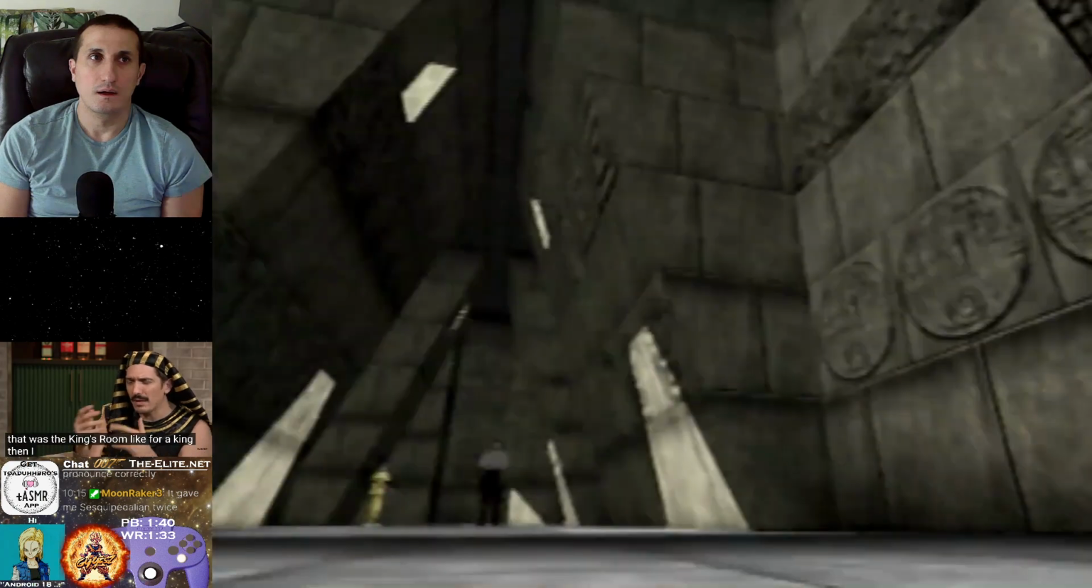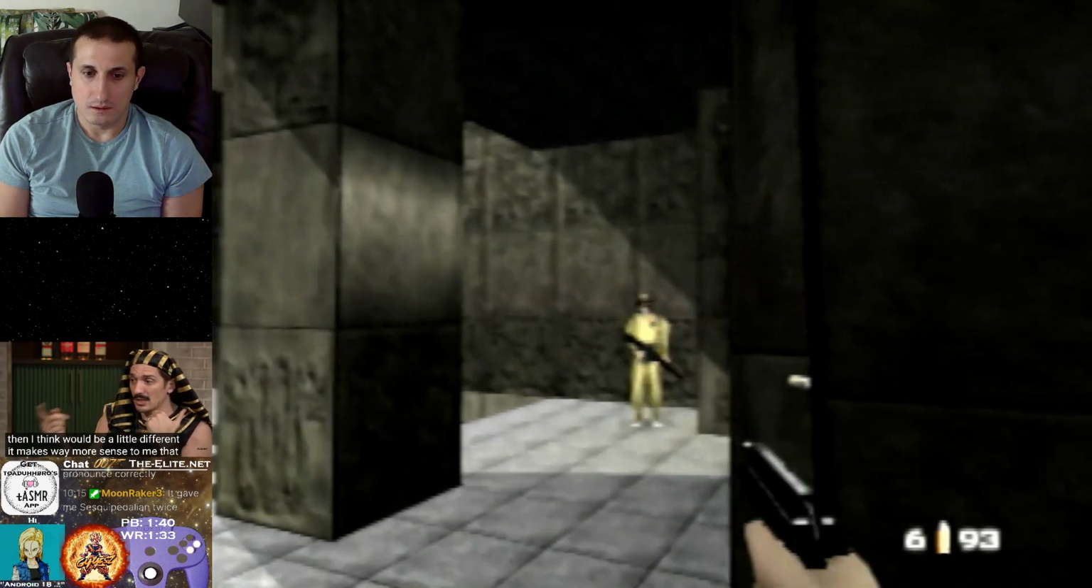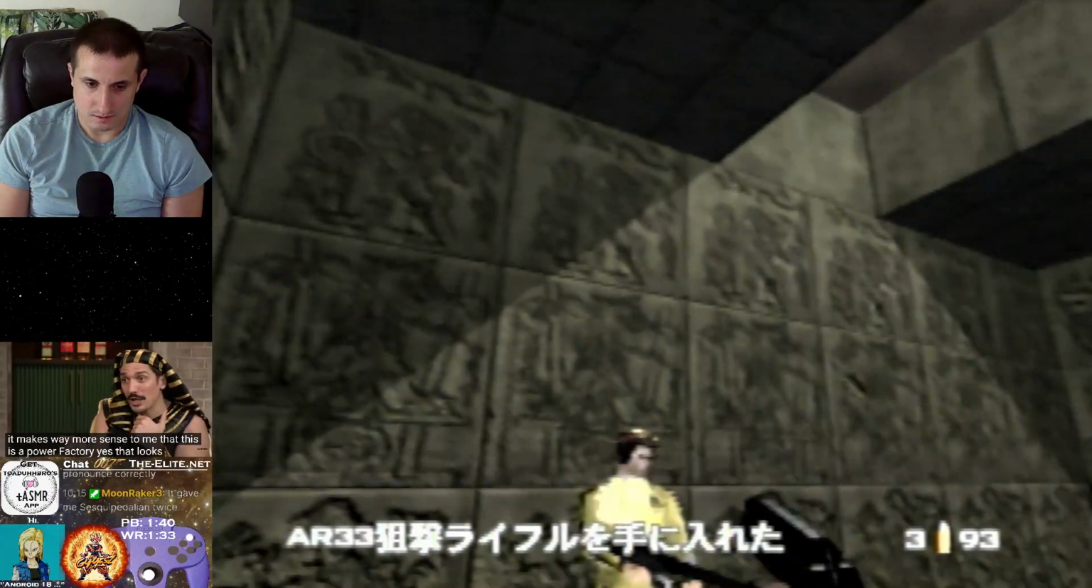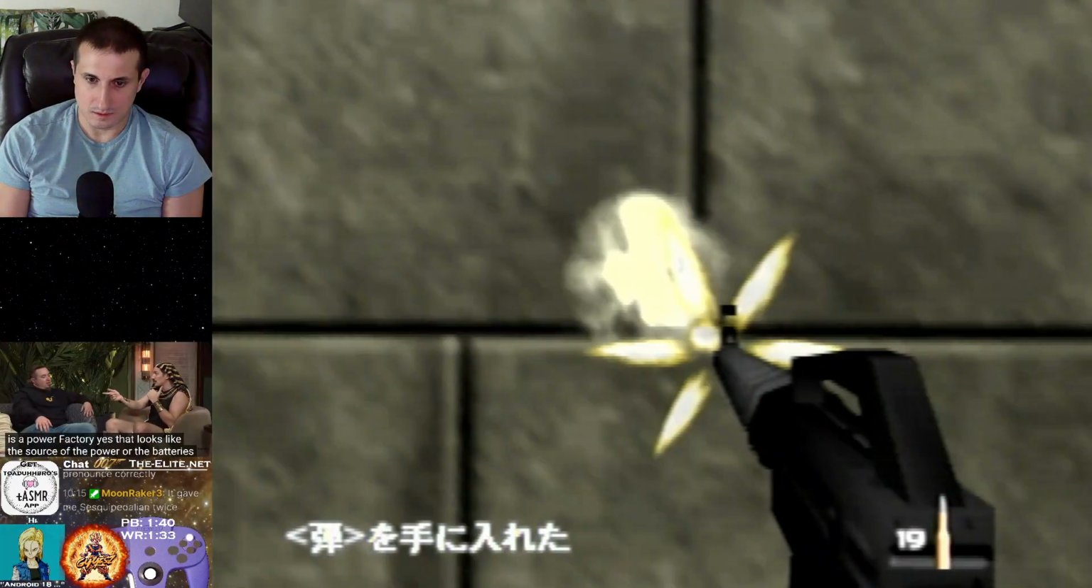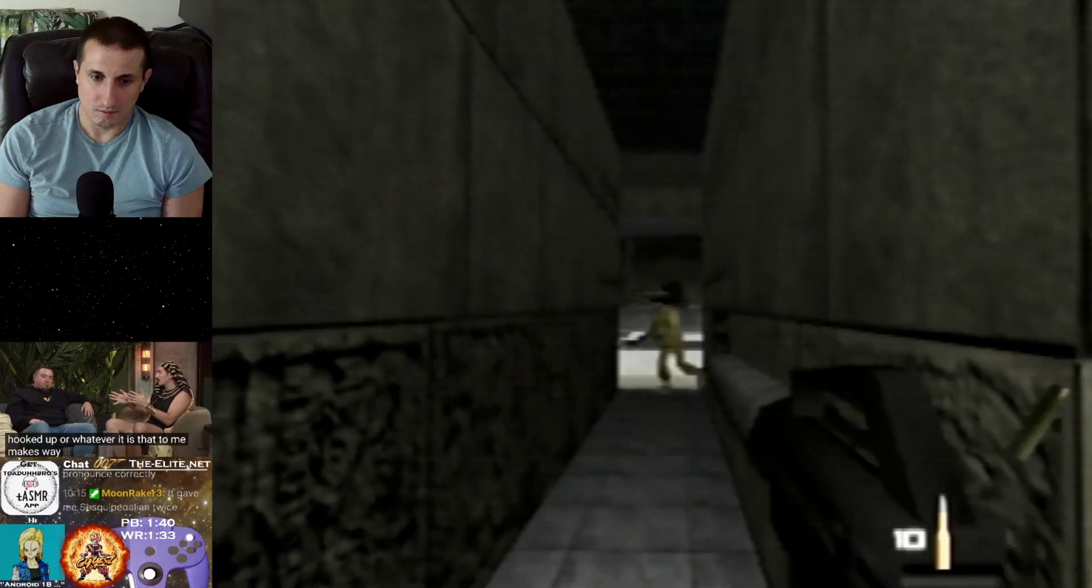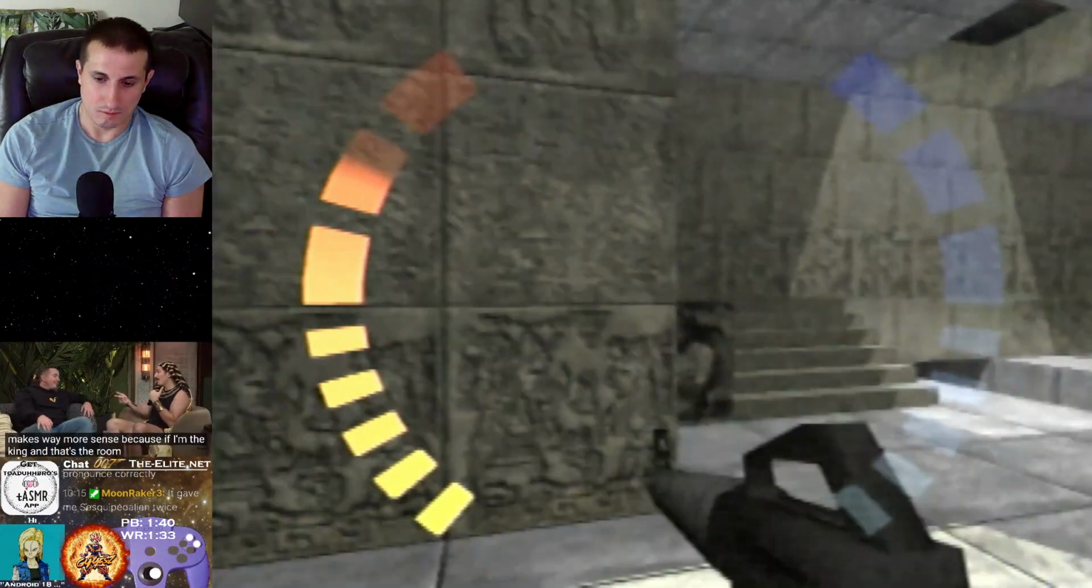And if that was the king's room, like for a king, then I think it'd be a little different. It makes way more sense to me that this is a power factory, because that looks like the source of the power, or the battery's hooked up, or whatever it is. That to me makes way more sense. Because if I'm the king and that's the room you made me, you're dead.